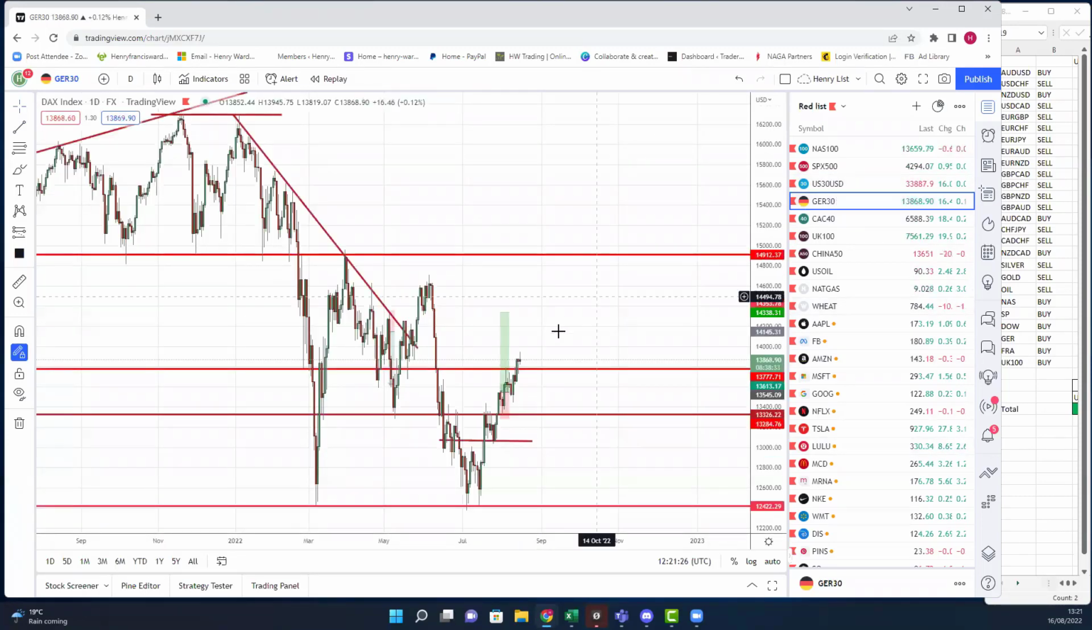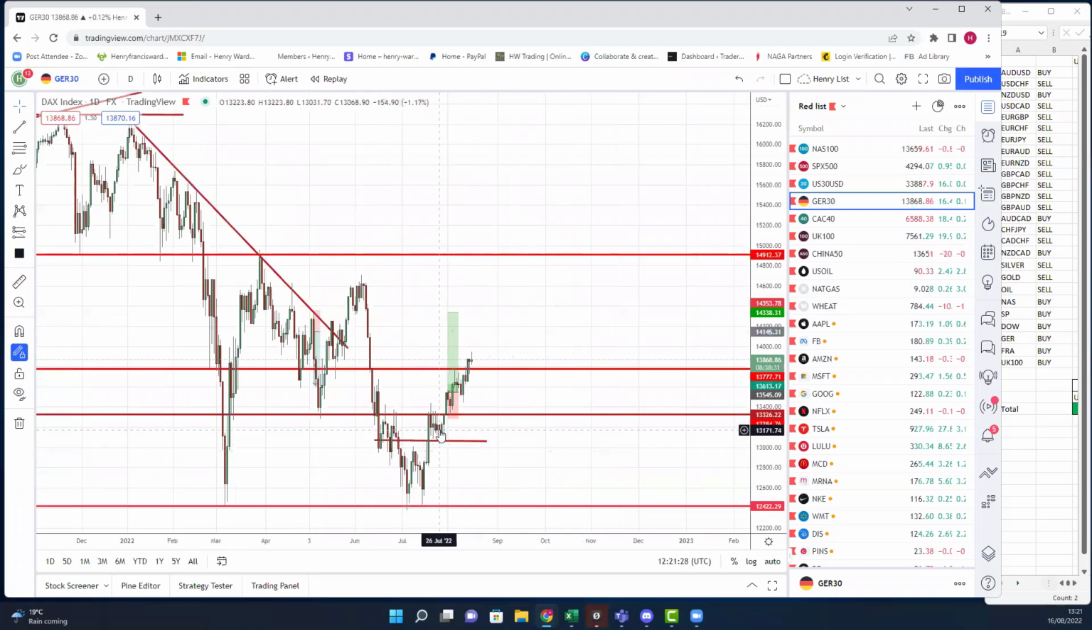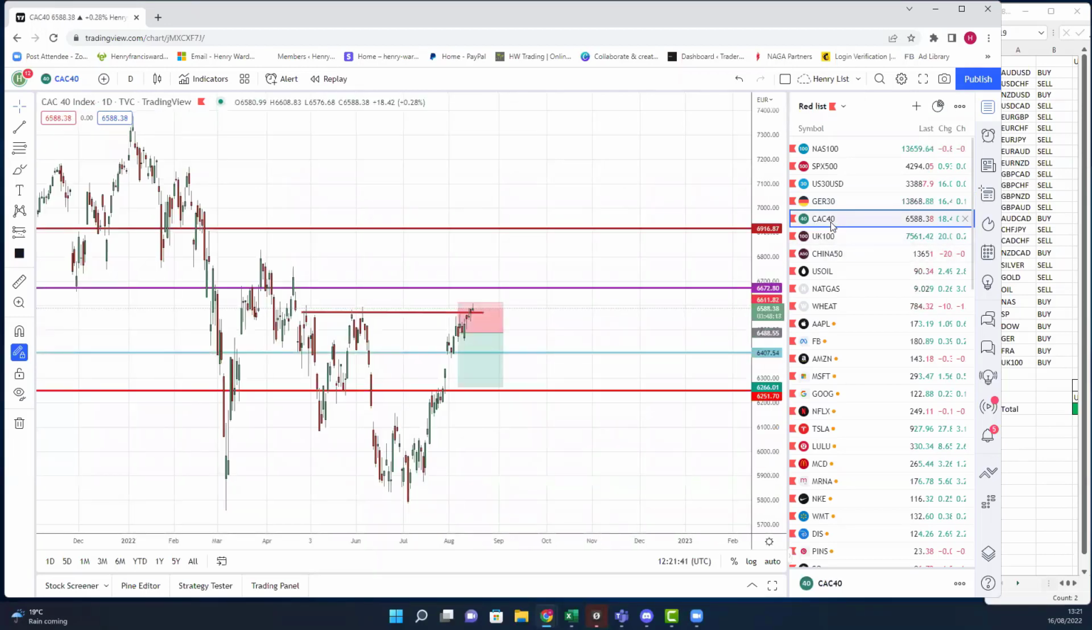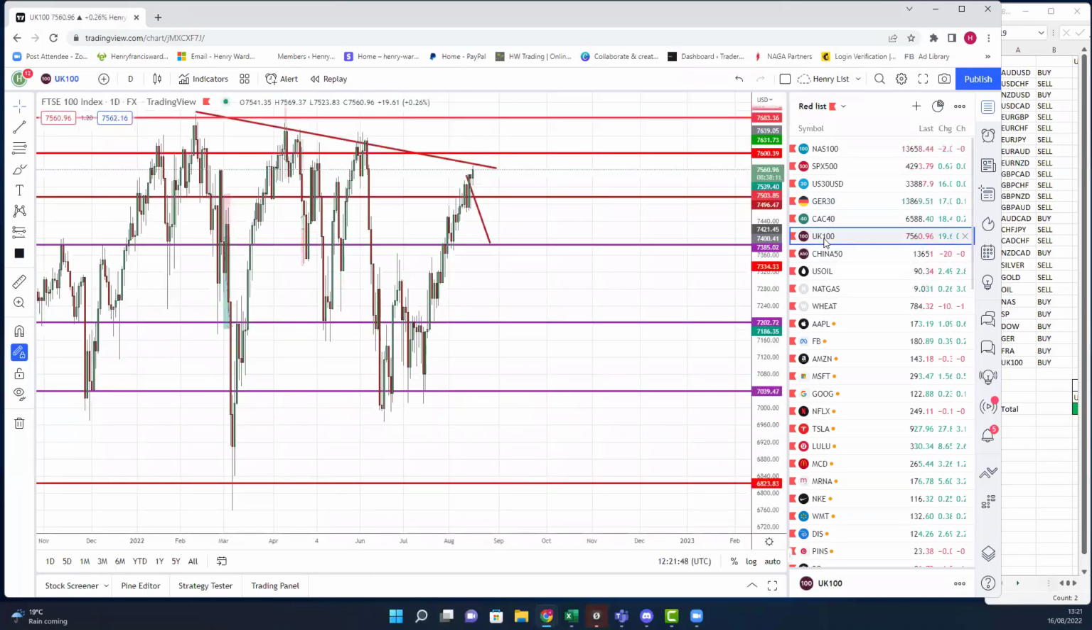So the German DAX has popped up a little bit to the upside. It's sort of following what the likes of the US market is doing. Same with the French CAC. Anyone that took that short is very close to getting stopped out. And then the UK 100. So the UK 100's come back to this trend line. I wouldn't be looking to short it off that trend line.